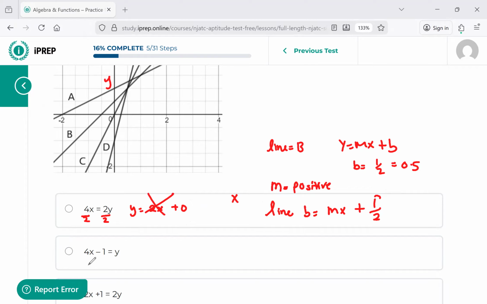What about the second one? We have y equals... see how they're trying to confuse you? You can also rewrite this as y equals 4x minus 1. Is this the graph? Well, the slope is 4, which is positive, so that's good. So it could be. But they said that the b is -1. Our b is positive 1/2. So this is wrong.